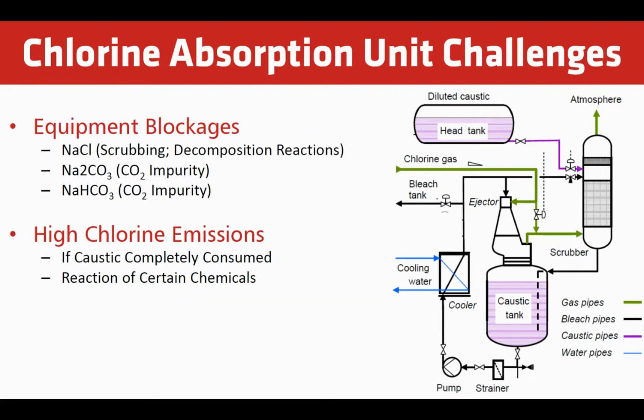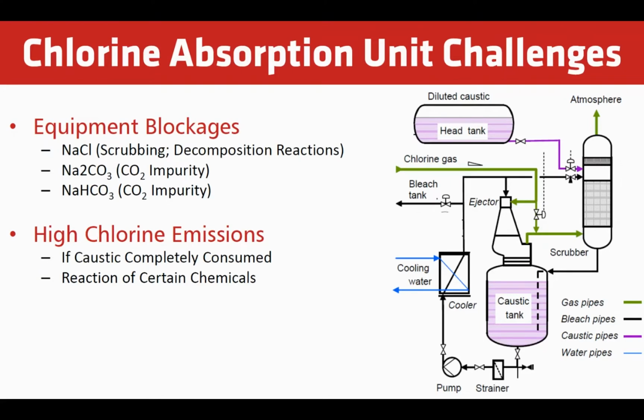Another challenge faced by chlor-alkali plants is the formation of salts. Their limited solubility in the scrubbing solution leads to equipment blockages. Solid salts precipitate when carbon dioxide is present in chlorine, or when caustic is depleted so that the pH value drops below 12. It should be assumed that if all caustic is consumed, then all the chlorine entering the scrubber will vent to atmosphere. That's why excess sodium hydroxide should always be in the scrubber system.